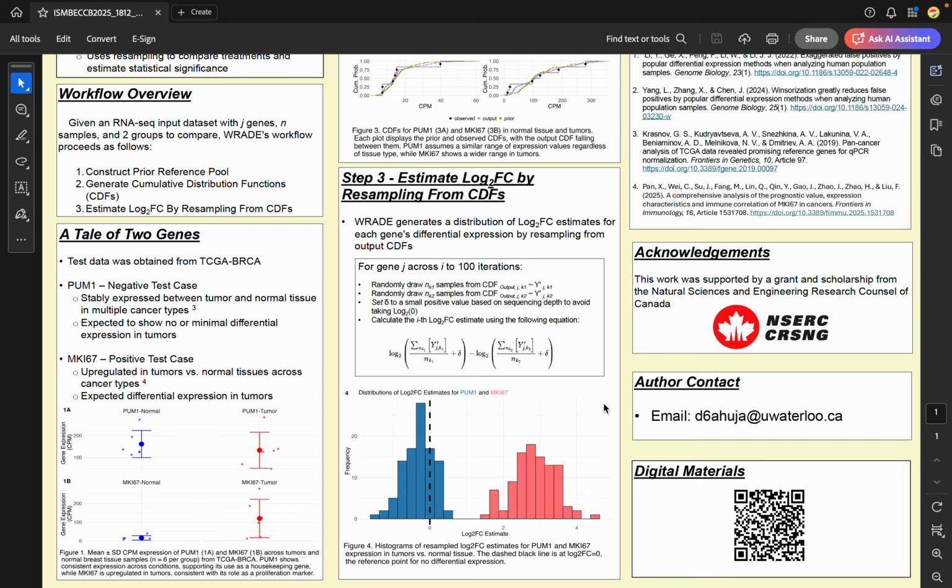We can see that the distribution for PUM1 is centered at a log2 fold change of negative 0.31 and contains a dashed black reference line in its mass. This line refers to a log2 fold change of 0, which indicates no differential expression of PUM1 between tissue types. The distribution for MKI67 is centered at 2.84 and does not contain 0 in its central mass, suggesting marked upregulation of this gene between tissue types.